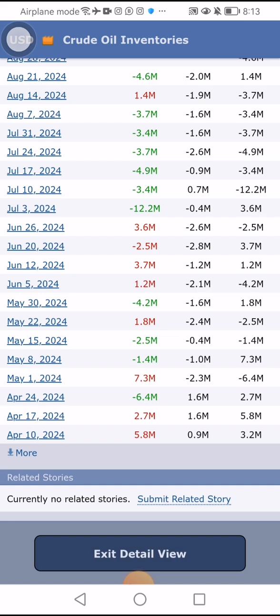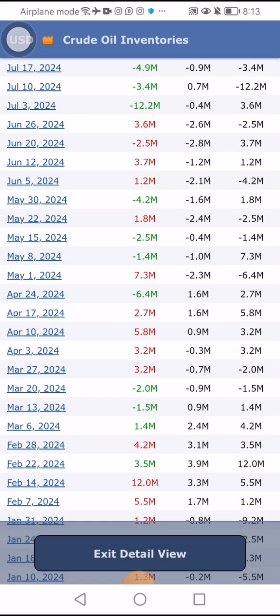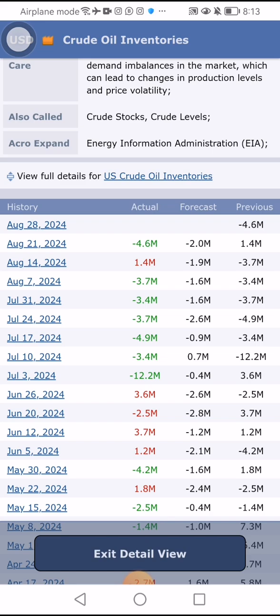But prior to that, from around June, the price of crude oil was going helter-skelter, all the way up. Why? Because actual was more than the forecast. When you see all this red, it means actual is more than the forecast. For example, August 21st, 2024: actual is less than the forecast. You all know that minus 4.6 million barrels or whatever is less than minus 2 point whatever.